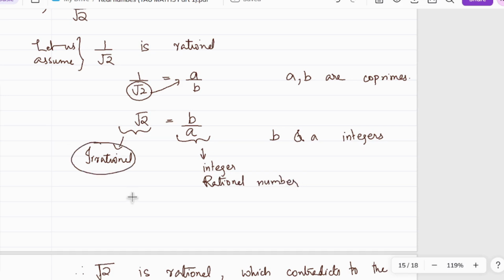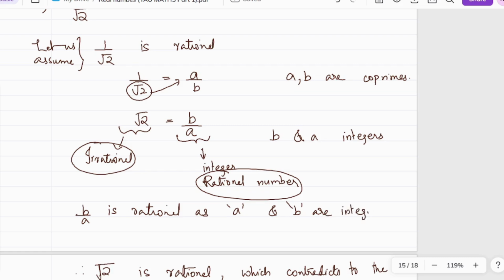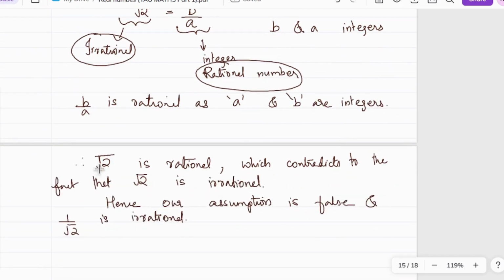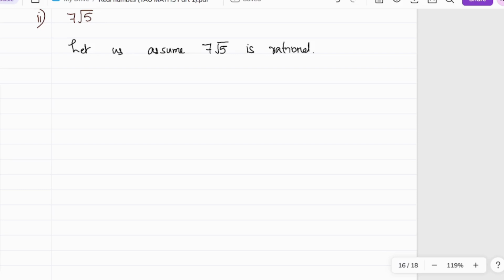So LHS is an irrational number and our RHS is going to be a rational number. So we can write, therefore, b by a is rational as a and b are integers, right? Therefore, root 2 is rational, which contradicts the fact that root 2 is irrational. Hence, our assumption is false and we can write 1 by root 2 as irrational. Clear? Now, let's do the next question. We have to prove that 7 root 5 is irrational.